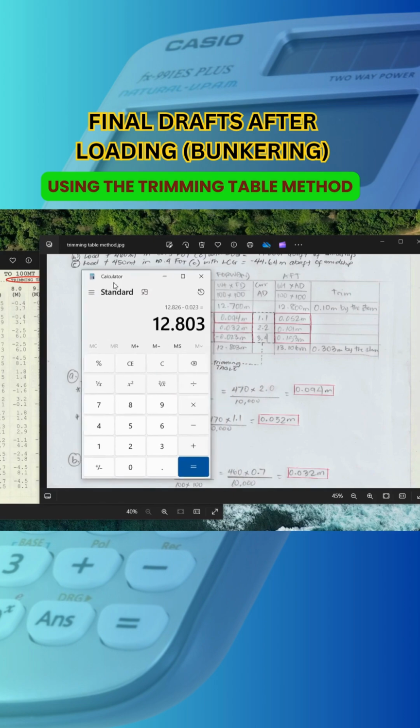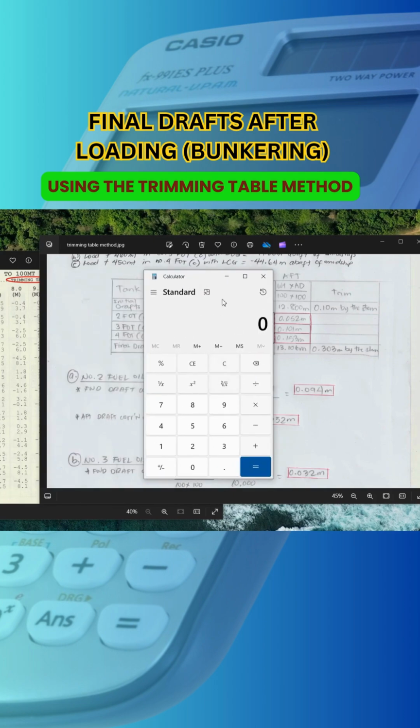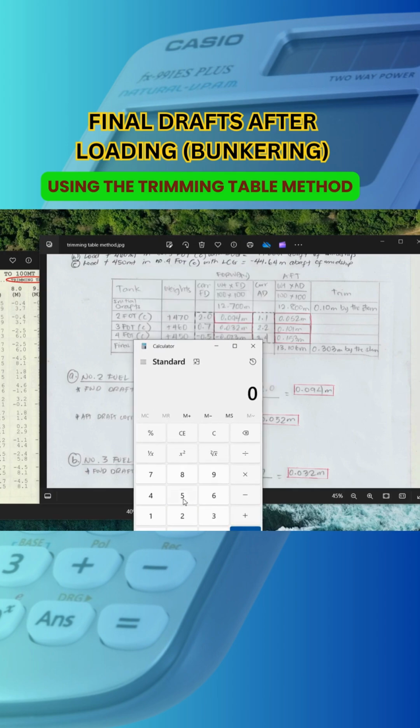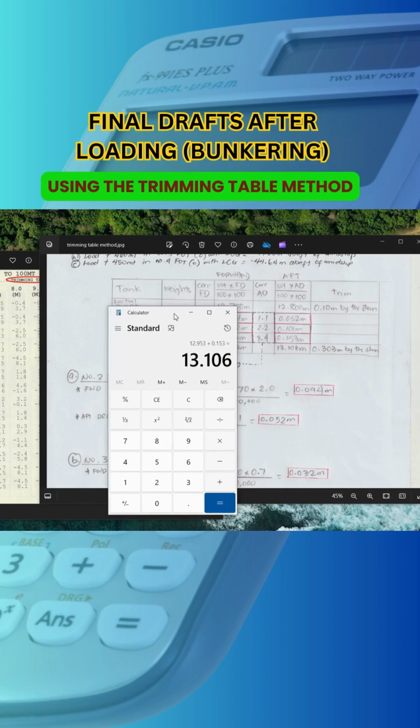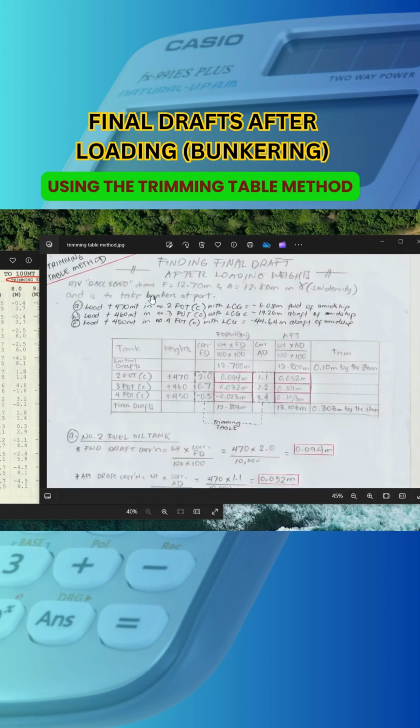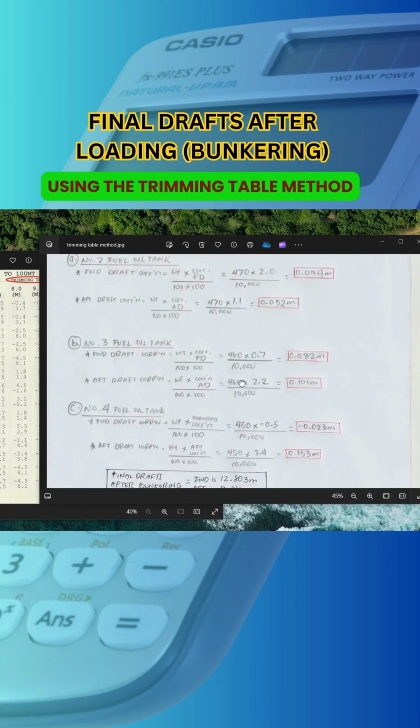Now for the aft, same process again. Be clear? 12.8 for the initial drafts. As you can see here, initial drafts 12.8. So 12.8 plus 0.052 plus 0.101 plus 0.153. The answer is 13.106 for the aft. Then again, let me just repeat: for the forward draft, 12.803, aft 13.106 after loading bunkers at port.